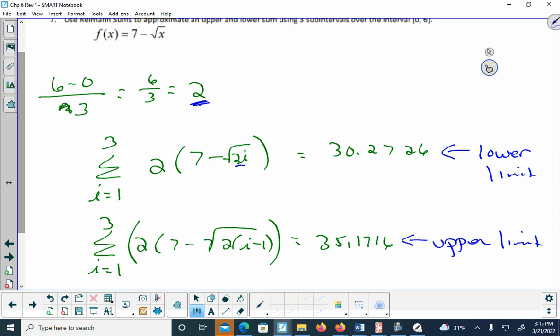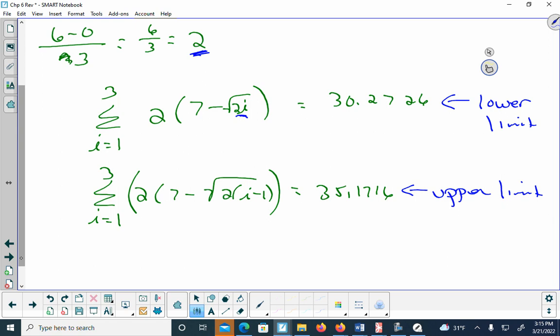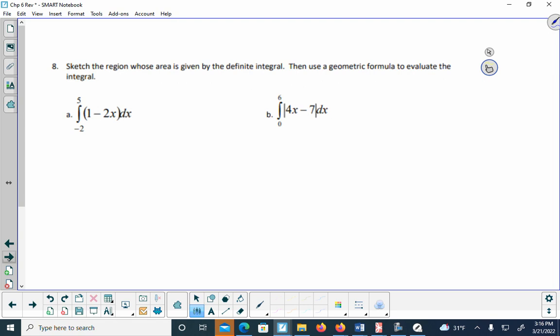When you have this too, you're going to have to make sure that you put the i in there. And then you can write it like this, or you can have 2 times 7 minus the square root of 2i minus 2. Those are the same, however you want to write it. Okay, moving on to the next one.